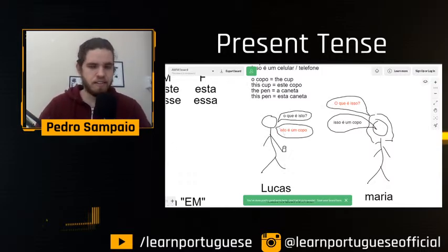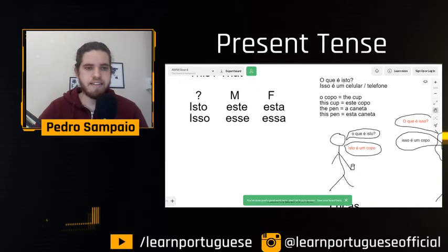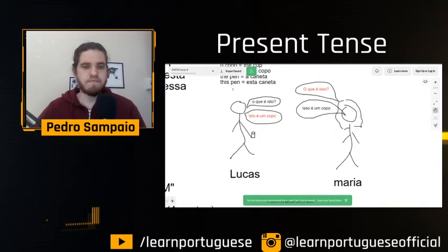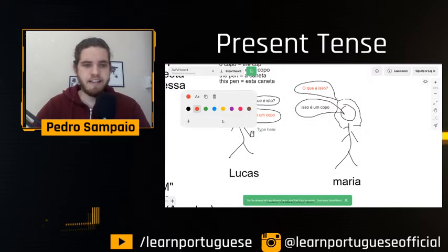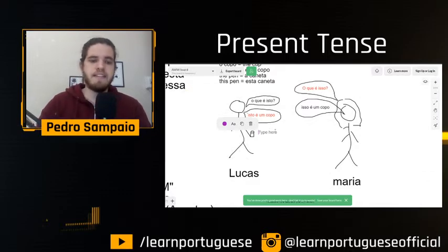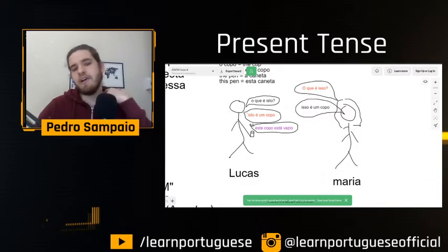Is it clear or confusing? And it's the same thing with the others. So este and esse, esta and essa. The same difference. Let's say Lucas is talking about the cup again, okay? So Lucas would say, this cup is empty. Let's write in purple here. He would say this cup is empty. So "Este copo está vazio." Again, because the cup is next to him, and now the object is identified.